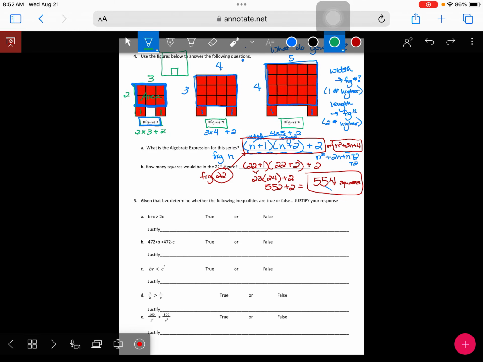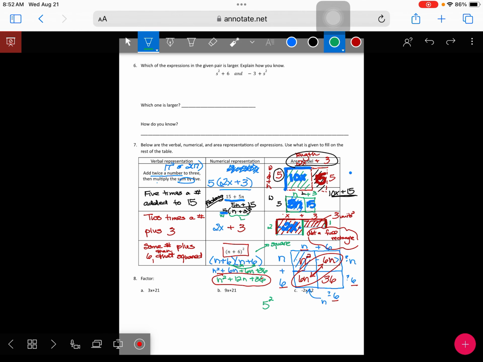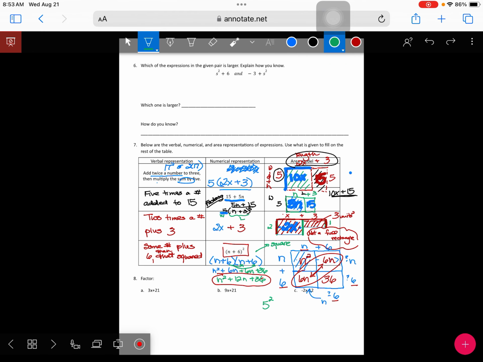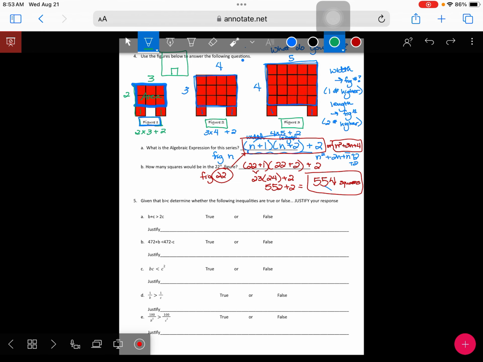Well, we have hit some of the more difficult ones. Number 5. A lot of people have problems with number 5. When it's true, false, it's like, I don't know. And then you have to justify also. Okay? So finish working on that.